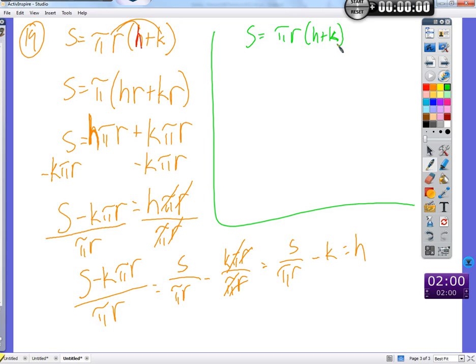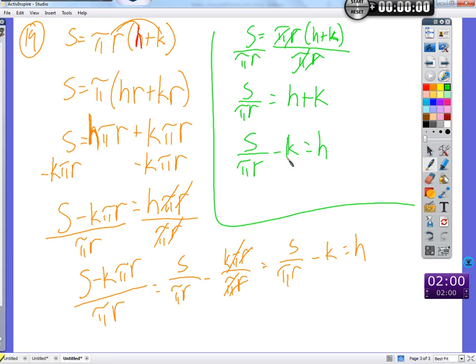Mm-hmm. How? Divide by it. It's being multiplied, so I could divide by it. Cancel those common factors and divide this side by pi r. S over pi r equals h plus k. Subtract k. S over pi r minus k equals h.